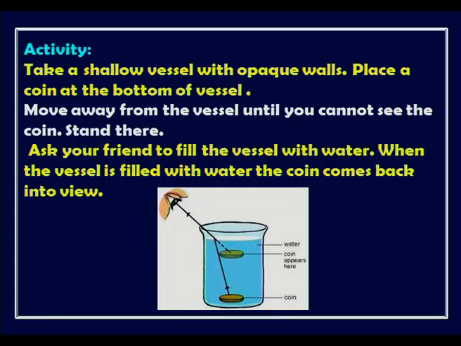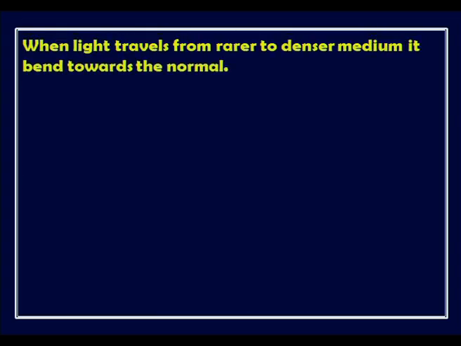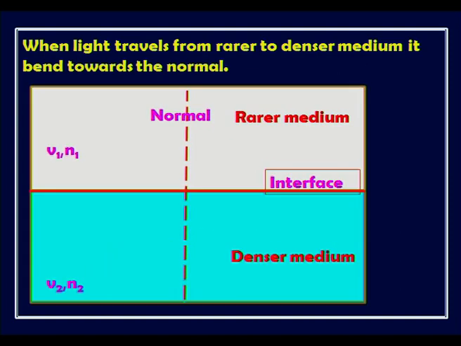Here we can see a coin is placed at the bottom of the shallow vessel. When it is filled with water, the coin comes back into view due to refraction of light. Students, remember, when light travels from rarer to denser medium, it bends towards the normal. Here rarer medium and denser medium are there. When light travels from rarer medium to denser medium, it bends towards the normal.